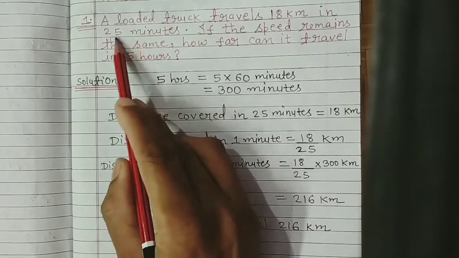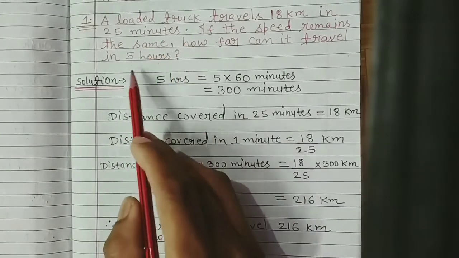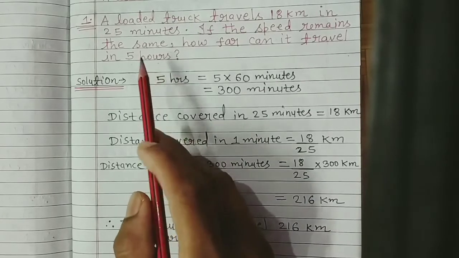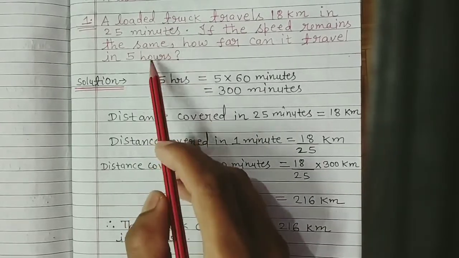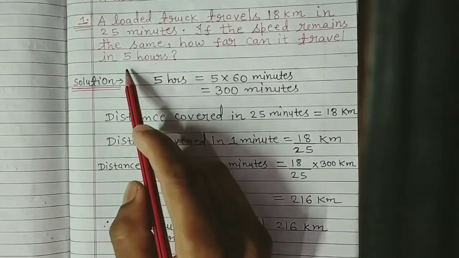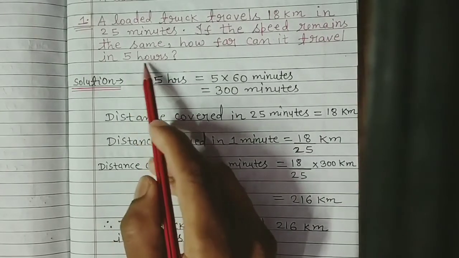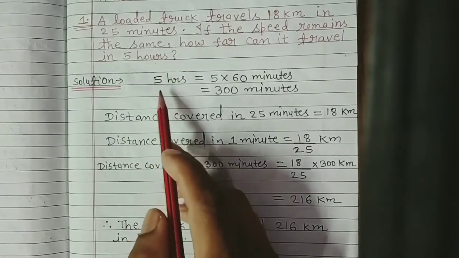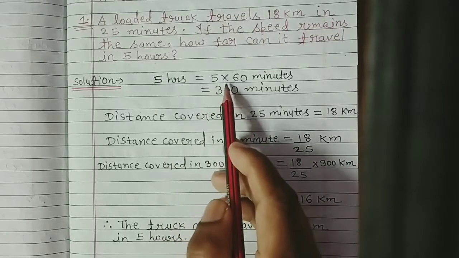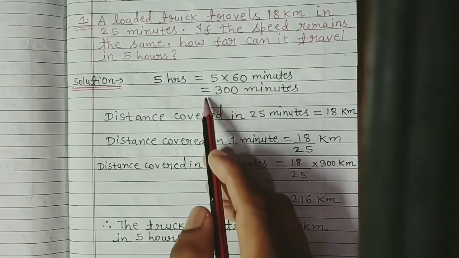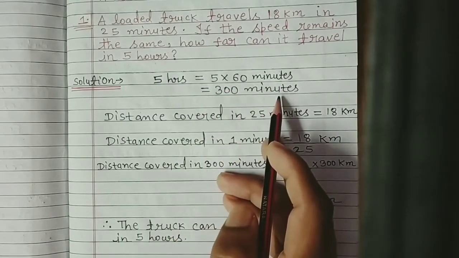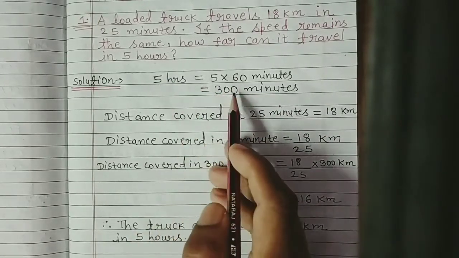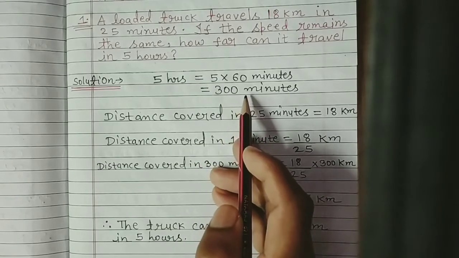Here we can see the time is given in minutes, and here the time is given in hours. So we have to make these units the same. Clear? So I have changed this 5 hours into minutes. Here you can see I have written 5 hours equal to 5 into 60 minutes, that is equal to 300 minutes. When we multiply 60 with hours, it will be changed into minutes.